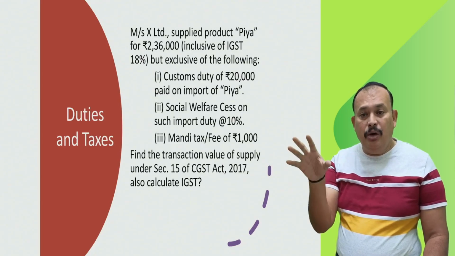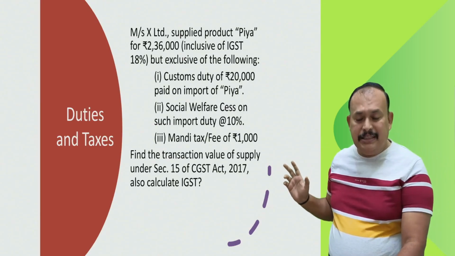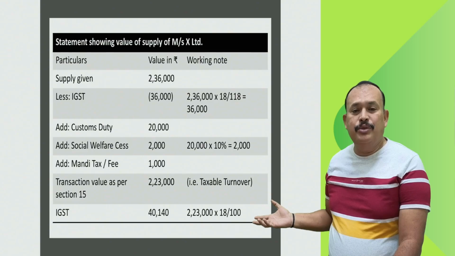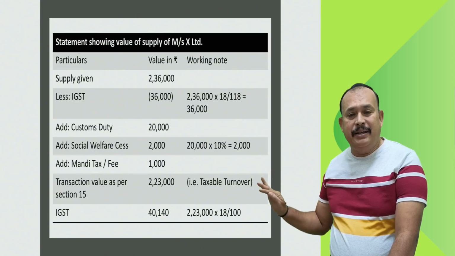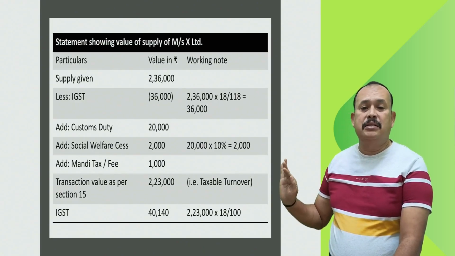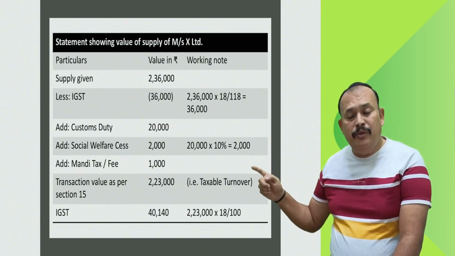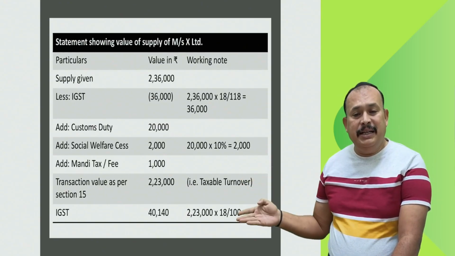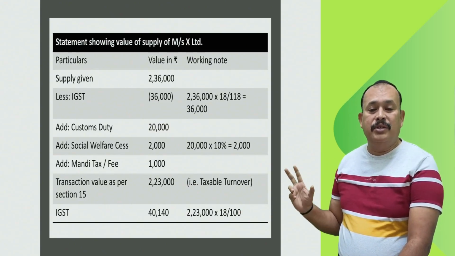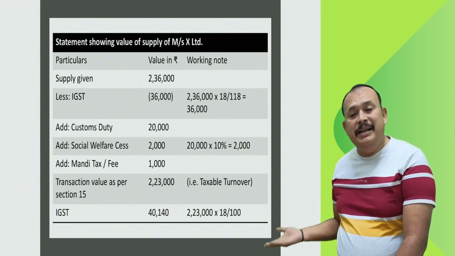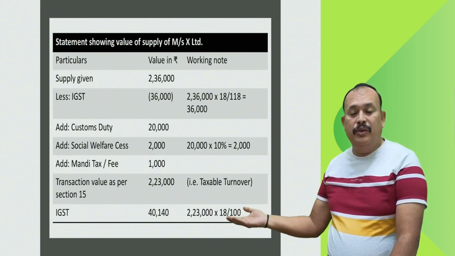On that value, apply the GST, which is 18%. So the transaction value is as follows: 2,36,000 inclusive of GST, we eliminate 36,000, and add customs duty, social welfare cess, and mandi tax. We get the transaction value of 2,23,000. On that you apply 18% GST. In the given case, 40,140 is the GST.